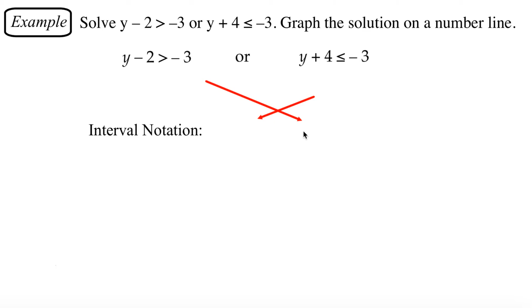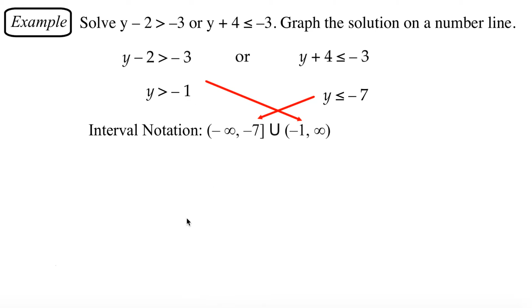Here's another one. It says solve y minus 2 is greater than -3 or y plus 4 is less than or equal to -3. And then we're going to graph it. So you know how to do the math on this. Add 2 to both sides, subtract 4 from both sides, and we get two solution sets. In interval notation, now you're going to look at -7 being to the left of -1 on a number line. We want all the stuff that's smaller than -7, so that'll go to the left, and all the stuff that is bigger than -1, which will go to the right.